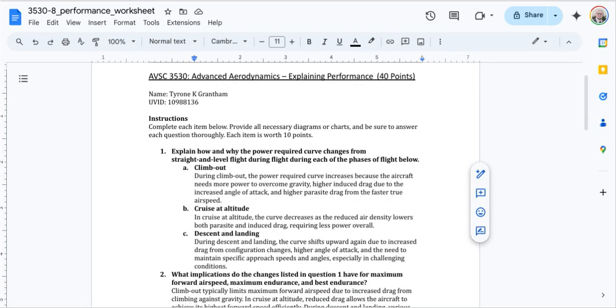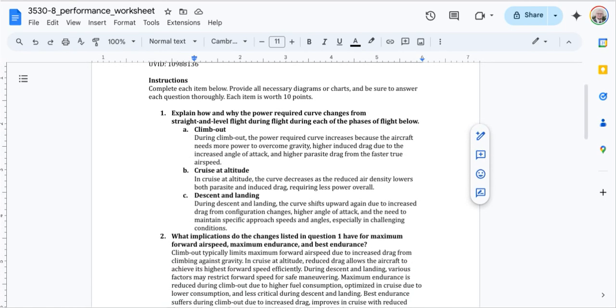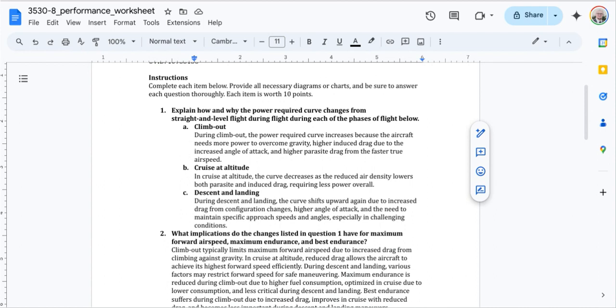All right, talking about advanced aerodynamics here on this worksheet. So talking about how the power required curve is going to change during different phases of flight. During climb out, the power required curve is going to increase because the aircraft is going to need more power to overcome gravity and the higher induced drag because of the increasing angle of attack, and also the higher parasitic drag due to the increased true airspeed.